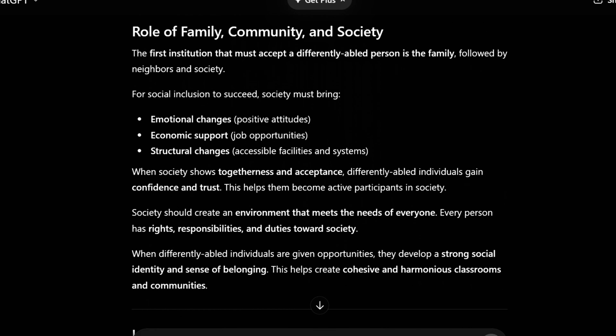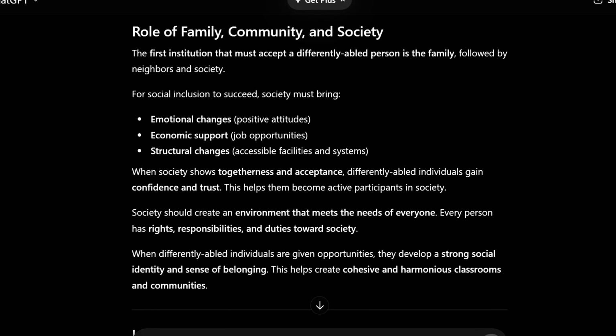Role of family, community, and society. The first institution that must accept a differently abled person is the family, followed by neighbors and society. For social inclusion to succeed, society must bring emotional changes, positive attitudes, economic support, job opportunities, structural changes, accessible facilities, and systems. When society shows togetherness and acceptance, differently abled individuals gain confidence and trust. This helps them become active participants in society.